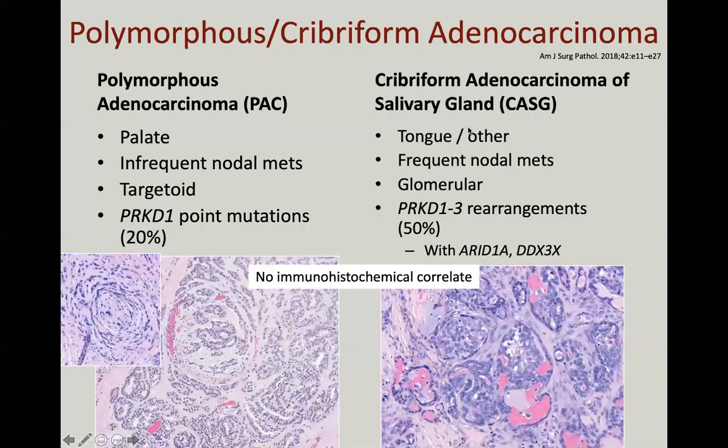Okay. Polymorphous and cribriform, I tend to put together mostly because they're essentially the same or very, very similar tumor morphologically and immunohistochemically. They tend to be located either in the palate or other minor salivary gland sites, and are basically differentiated not only by location, but also based on the presence of that PRKD1 point mutation versus that PRKD gene rearrangement, which tend to co-localize either respectively to the palate or to the other minor salivary gland sites. It's interesting. The significance yet is unknown, but this does not have any immunohistochemical correlate.